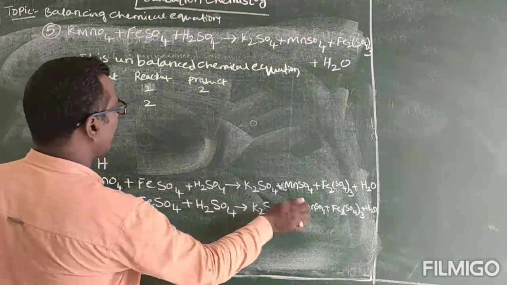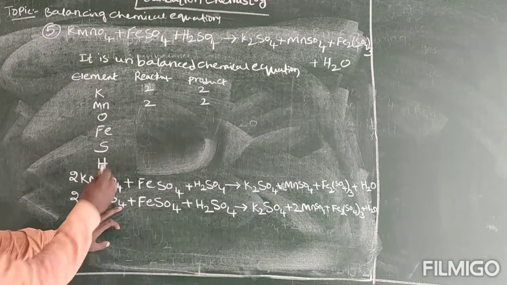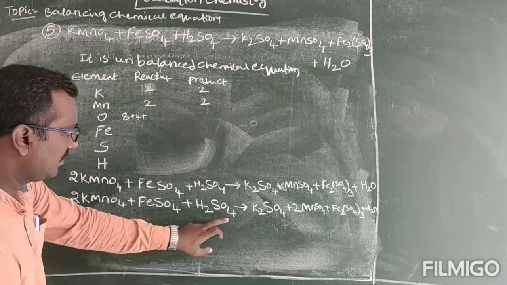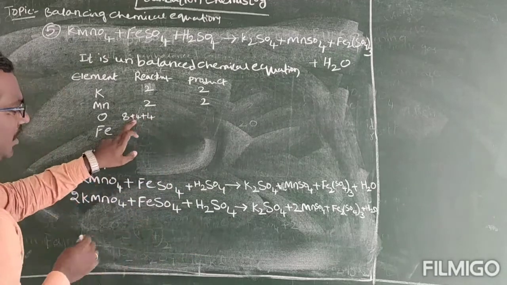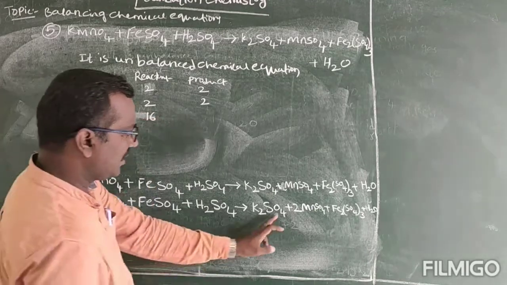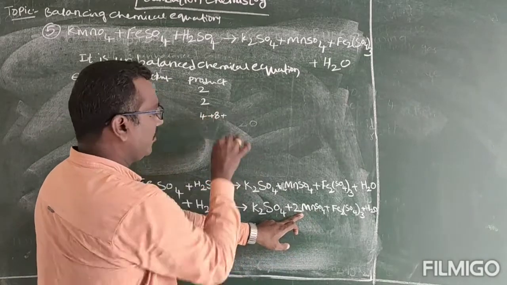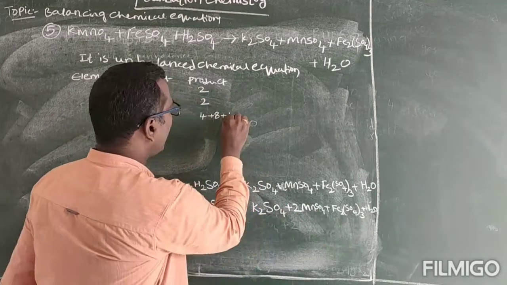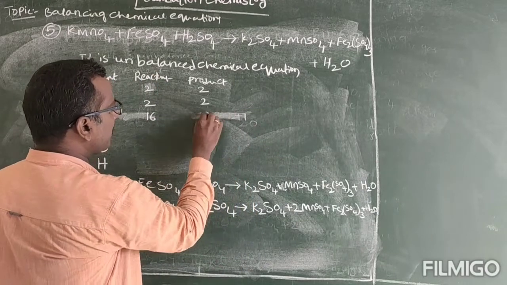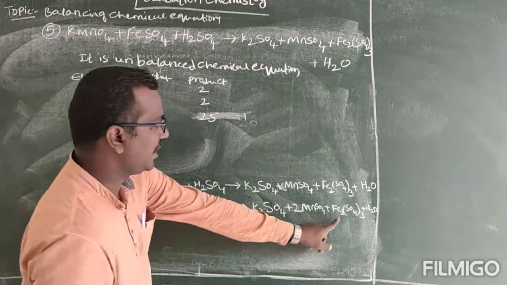So 2 manganese and 2 manganese are balanced. Next, oxygen. 4 2s are 8 plus 4 plus 4. Total how much? 4, 4, 8, 8, 16. I have got this side. And this side 4 2s are 8 plus 4 3s are 12 plus 1, 12 plus 8, 20, 25. Next, iron. Here 1 and here it is 2.